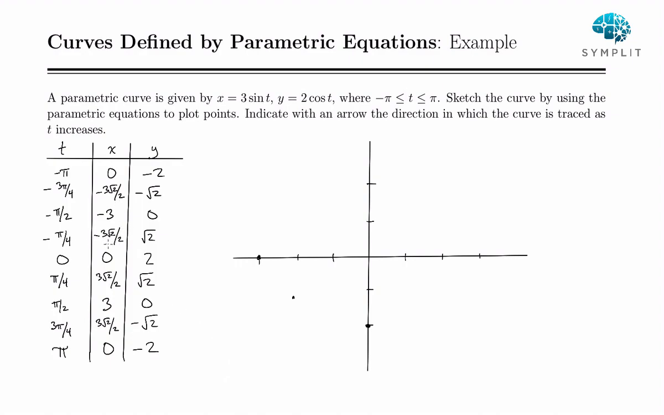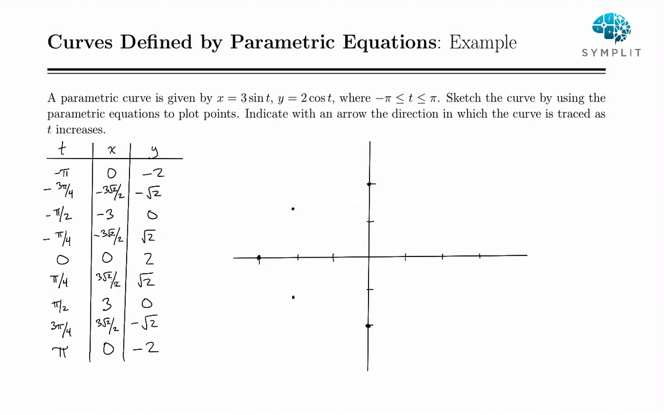This next point, we've got the same x value, and then our y value is just the positive. So up at positive 1.4. And then we move to this point 0, 2. We're up to there. So we've gone from there to there to there, all through those points.